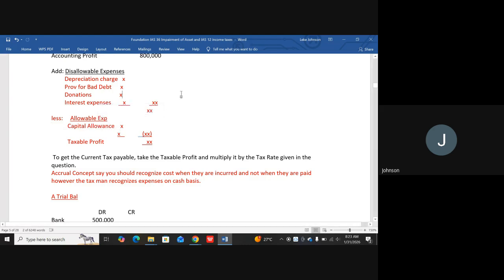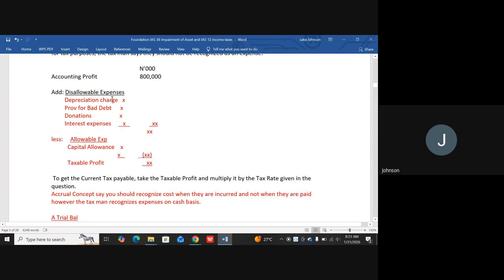Now, the next thing we are looking at is, apart from depreciation, what else is not allowed? Provisions. For anything that has not crystallized, anything that has not happened, any provision you are creating for it, the taxman does not allow it.